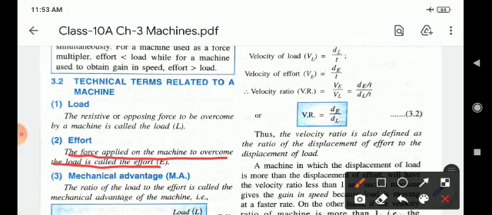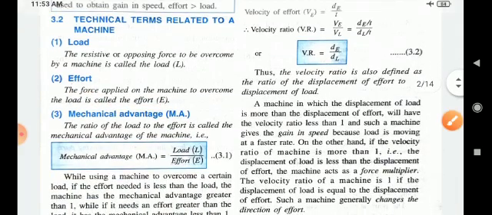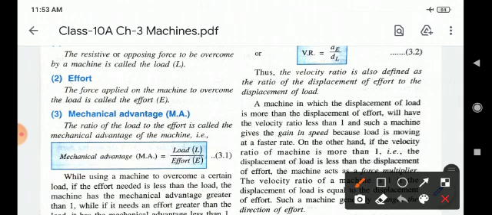Okay, children, third point, mechanical advantage. The ratio of the load to the effort is called the mechanical advantage of the machine. Mechanical advantage is equal to load upon effort. Mechanical advantage means the ratio of the force produced by a machine to the force applied to it, used for assessing the performance of a machine.